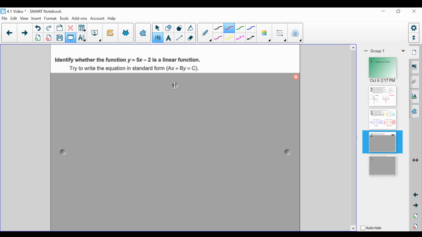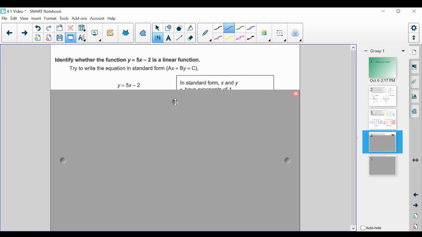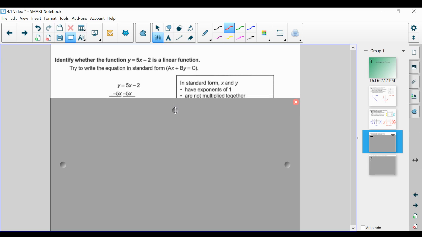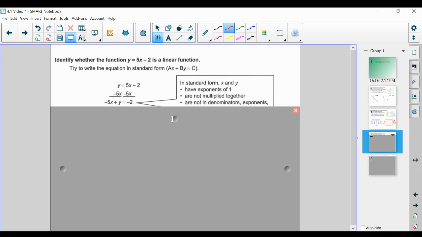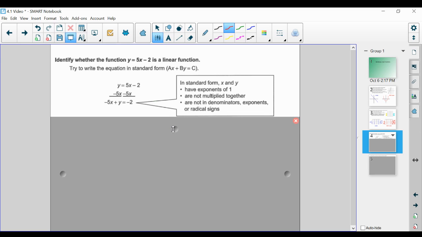So if we're given y is equal to 5x minus 2, we want to get that into standard form, ax plus by is equal to c. So we're going to subtract 5x on both sides, and there we get negative 5x plus y is equal to negative 2, which is technically in standard form. We're going to be talking a lot about standard form soon. This is just one way to show that a function is going to be linear by looking at its equation.